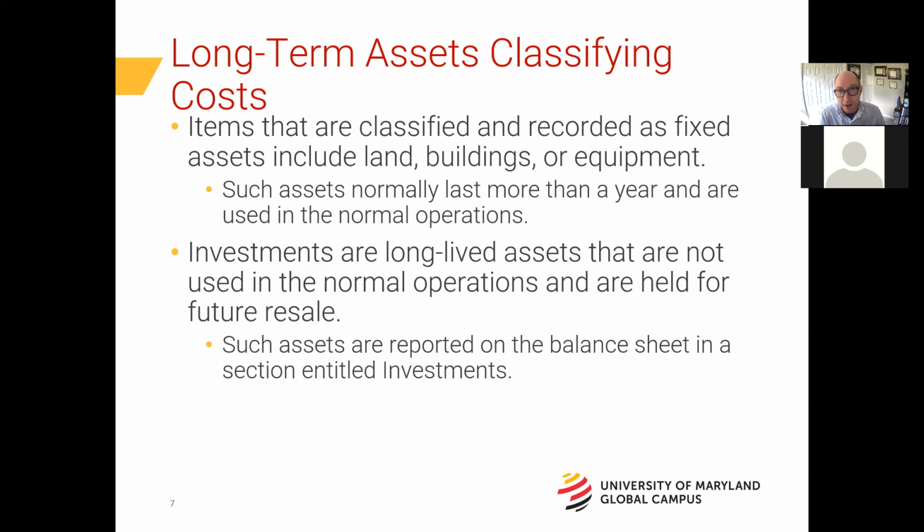Items that are classified and recorded as a fixed asset on the balance sheet include things like property, plant, and equipment. Property, plant, and equipment commonly last for longer than 1 year and are used in day-to-day operations of the business. Investments that are classified as a long-term asset are not used in day-to-day operations of the business and are held for resale, which is the concept of an investment. An investment is an asset that is held for resale in the future to generate revenue.